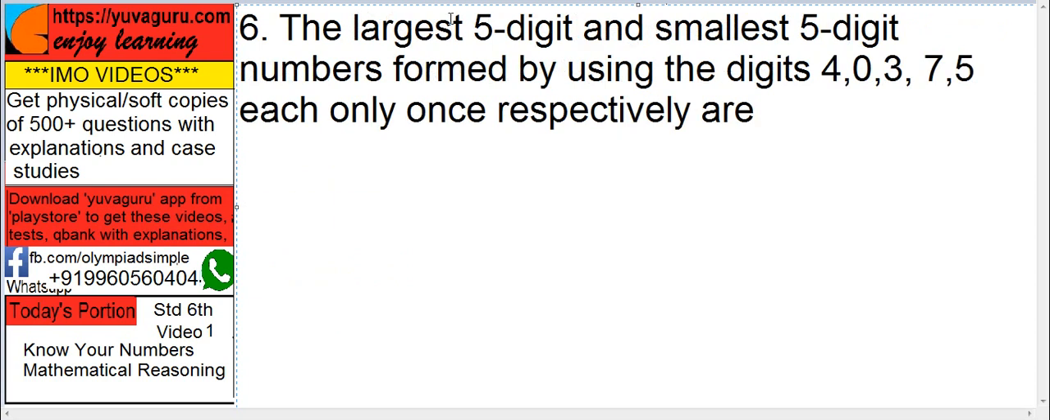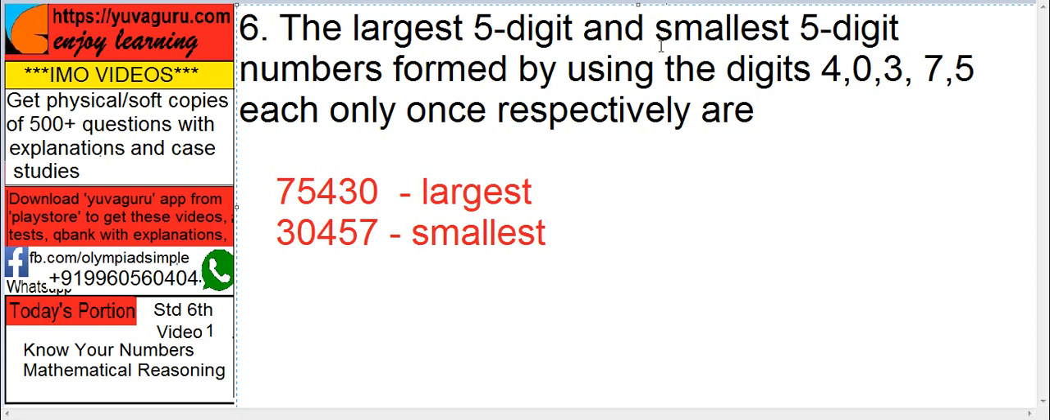The largest 5 digit and smallest 5 digit numbers formed by using the digits 4, 0, 3, 7, 5, each only once, are respectively. That means you have to use these digits only once and then find the largest number and the smallest number. To get the largest number, always do the simple trick.